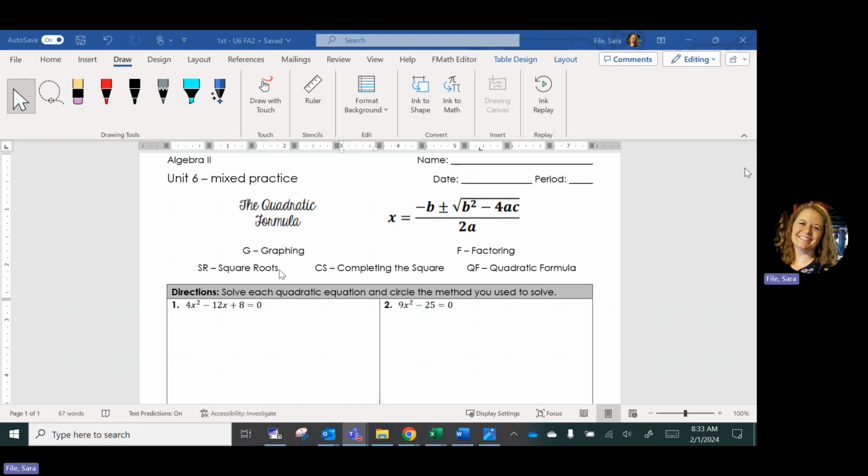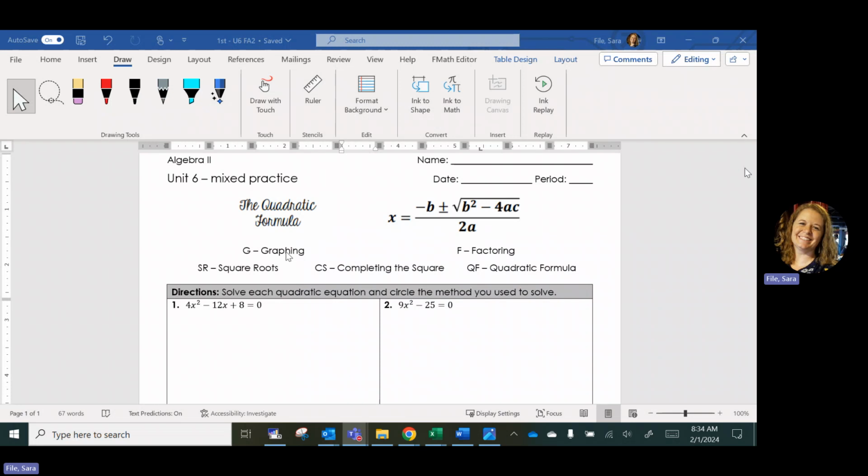I might be able to for square roots. It just depends. If I can't solve it graphing, that either means that it doesn't cross the x-axis. You would see that on the graph, and that means that the answers are imaginary. Then I would have to do completing the square or quadratic formula.